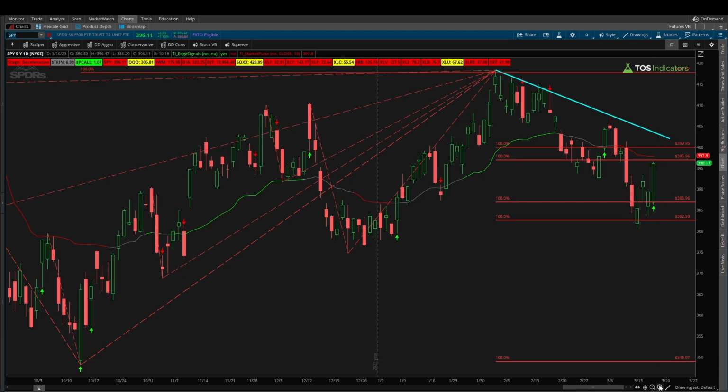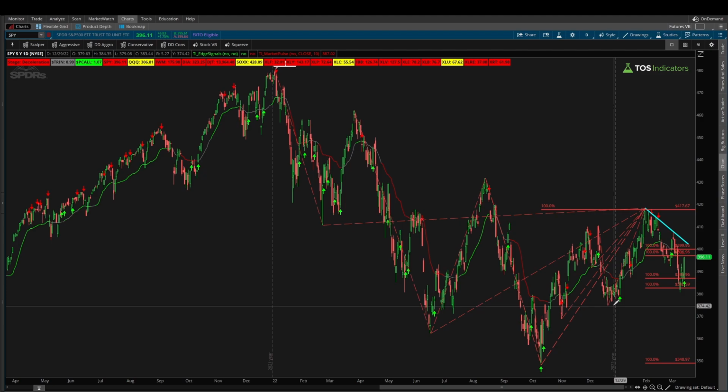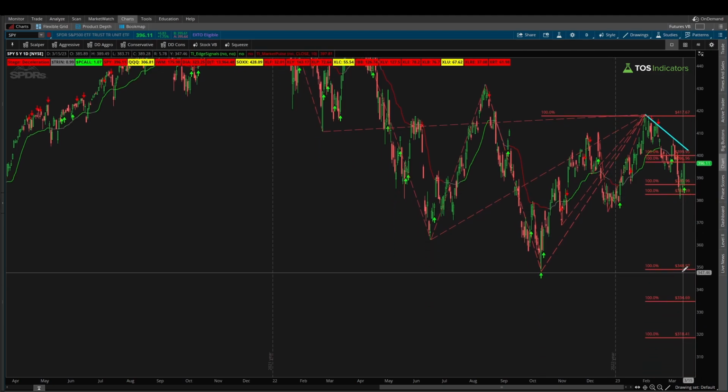And in the broader scheme of things, if this bear market, this next leg, is to continue, we have some downside levels which take us to 348.97, 334.69, and 318.41. Now, all three of these levels seem incredibly far away for the time being, and I'm not sure that they're going to be in play for quite some time.